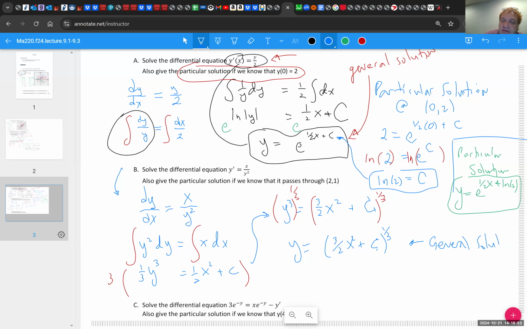And then I'm going to find a particular solution, because as a follow-up question, it says, give the particular solution if we know it passes through the point (2, 1). So I just plug that information in. y is 1, x is 2.